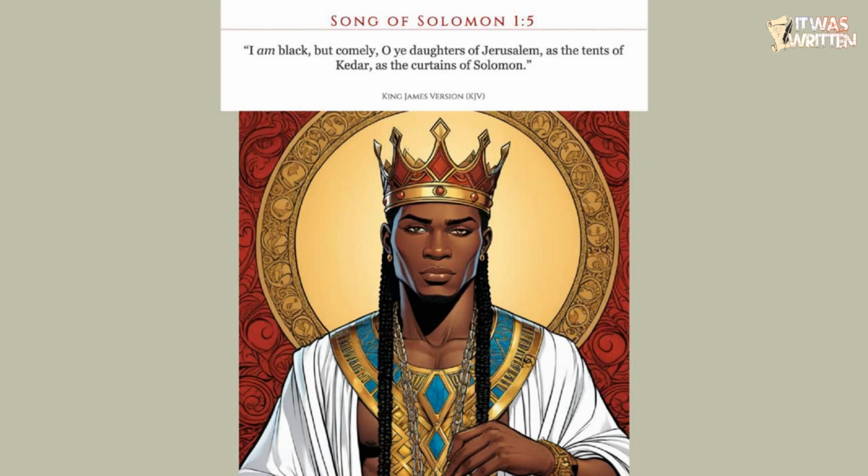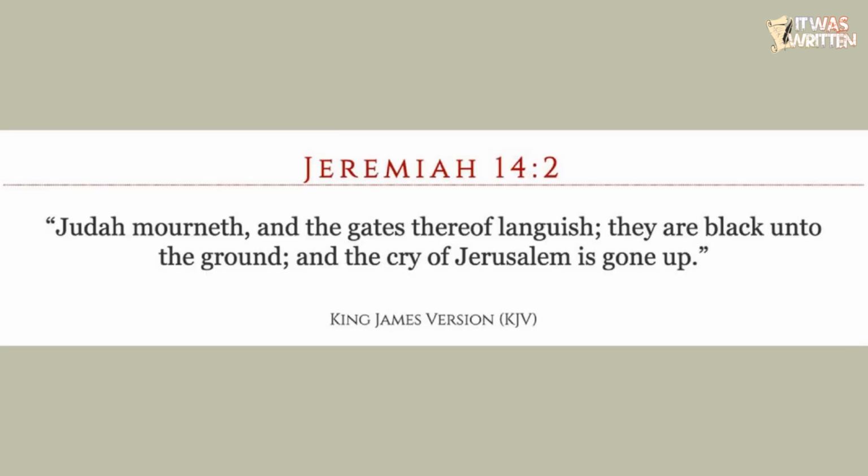In Song of Solomon 1:5, he says, "I am black but comely." Comely means handsome or beautiful. So when you hear the term black and beautiful, he was the first one to actually say it back in the days. "O ye daughters of Jerusalem, as the tents of Kedar and the curtains of Solomon." Meaning, he was claiming, hey, I'm black and I'm beautiful. That's what King Solomon, our ancestor, was saying back then.